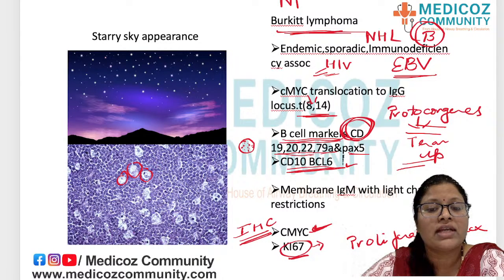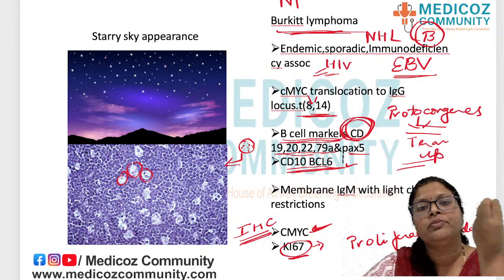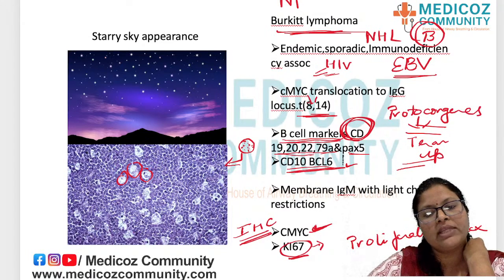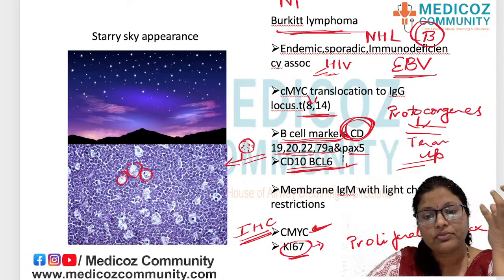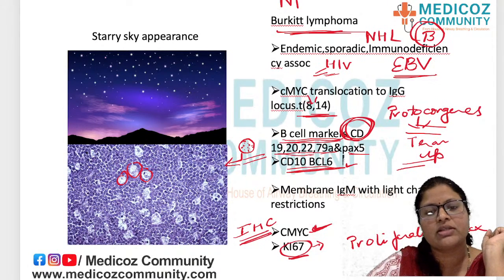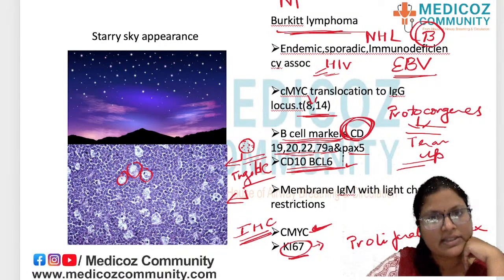Because the cells are proliferating and dying, apoptosing in such a progressive form, there are macrophages which eat away these cells. These proliferating cells taken up by the macrophages result in tingible body macrophages, which give this appearance of starry sky. Made myself clear? So it is an aggressive form of lymphoma.